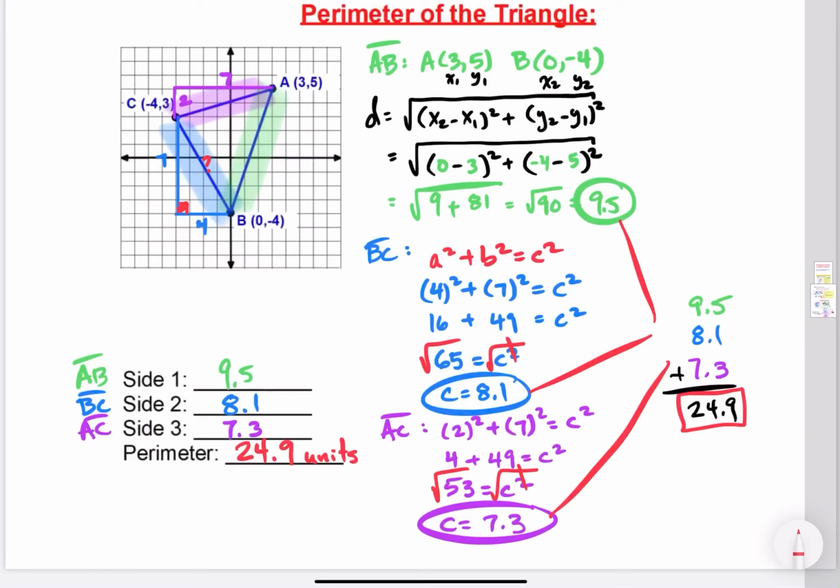All right, that's how you use the distance formula and Pythagorean theorem to find out the distance between 2 points and how we can apply it to something like the perimeter of a triangle or any other polygon that might be on a coordinate plane.